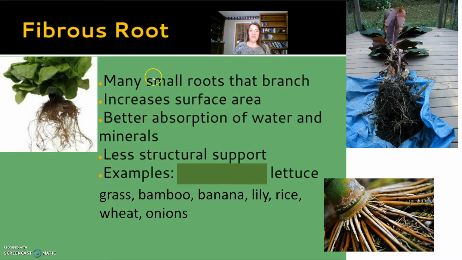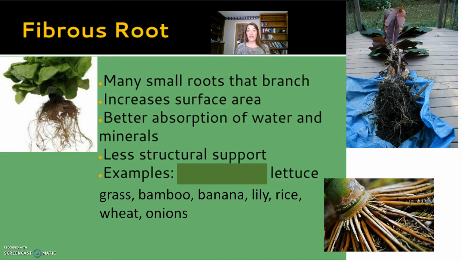Alright, so here are some more examples of fibrous roots. Right here, these have many small roots that can branch out, and this is going to increase the surface area. The more surface area a plant has, the more it's able to absorb the nutrients and the water and everything that it needs.